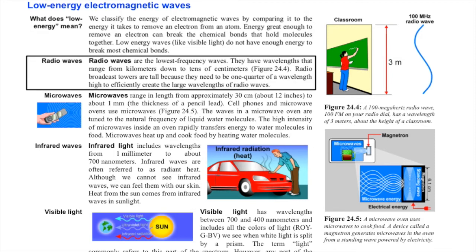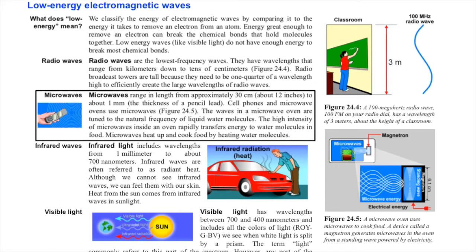Radio waves. Radio waves are the lowest frequency waves. They have wavelengths that range from kilometers down to tens of centimeters, as shown in figure 24.4. Radio broadcast towers are tall because they need to be 1/4 of the wavelength high to efficiently create the large wavelengths of radio waves.